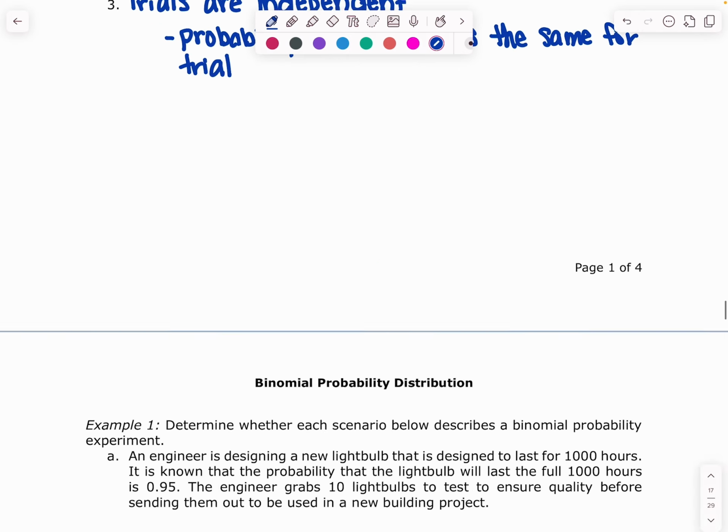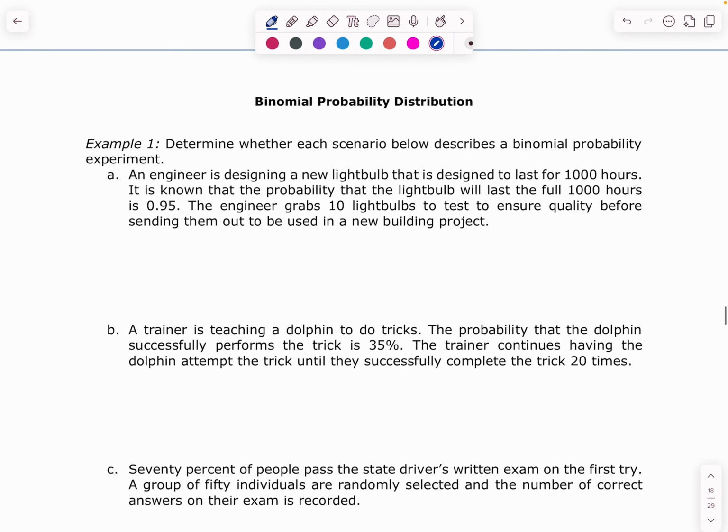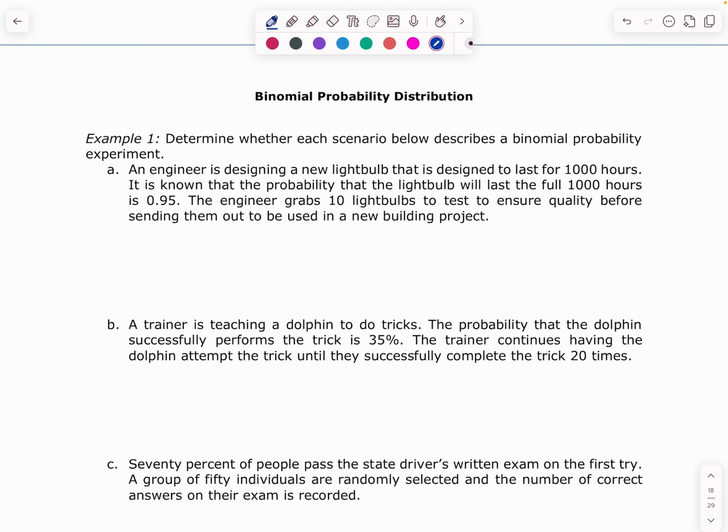So we're going to take a look at a few examples. The first example says an engineer is designing a new light bulb designed to last for 1,000 hours. It is known that the probability that the light bulb will last the full 1,000 hours is 0.95. The engineer grabs 10 light bulbs to test to ensure quality before sending them out to be used in a new building project.